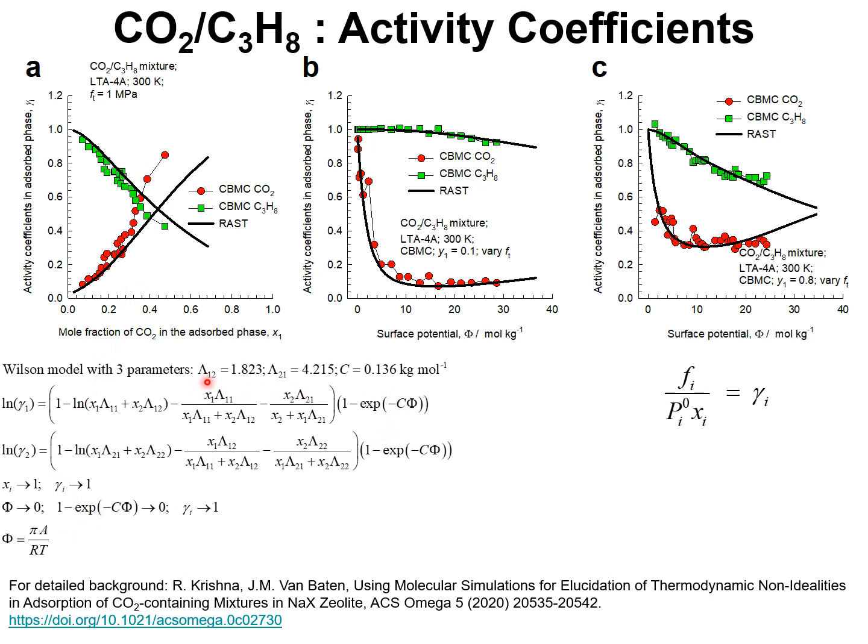The three constants, lambda 12, lambda 21, and c, can be determined from the three sets of CBMC simulations by applying a regression analysis. And with the choice of these parameters, the molecular simulation data for the three campaigns may be reproduced in a quantitatively correct manner as shown in these figures.